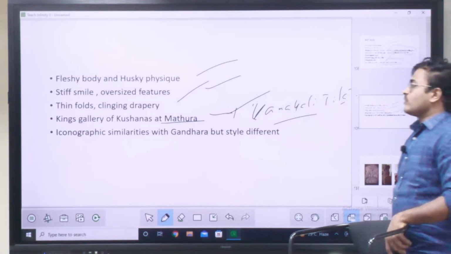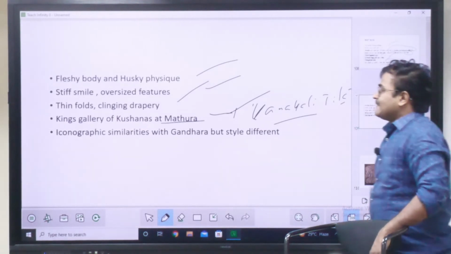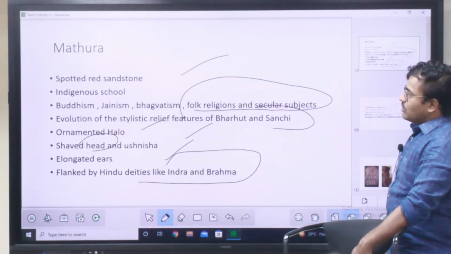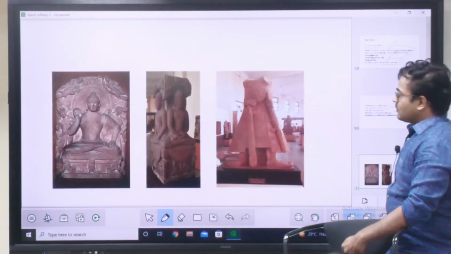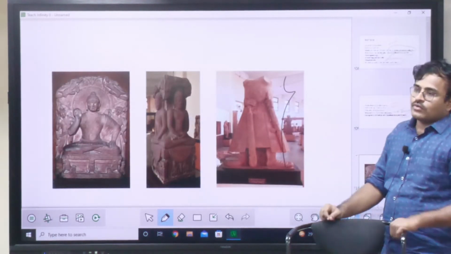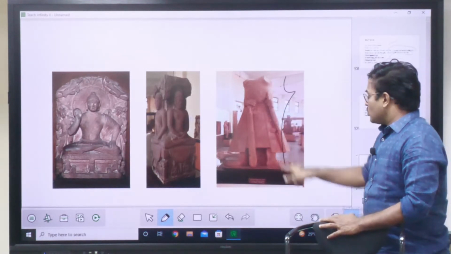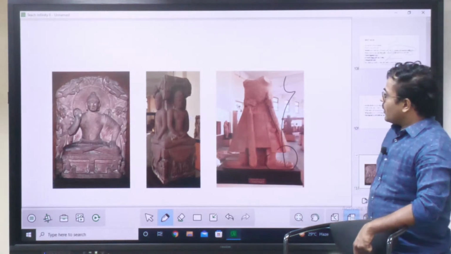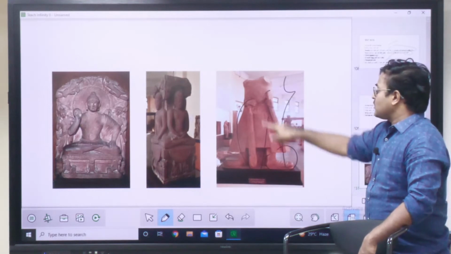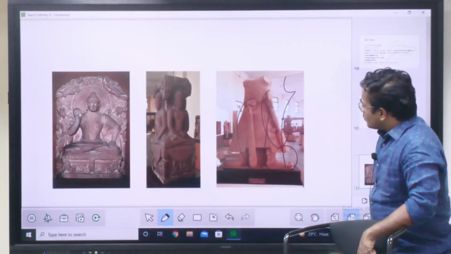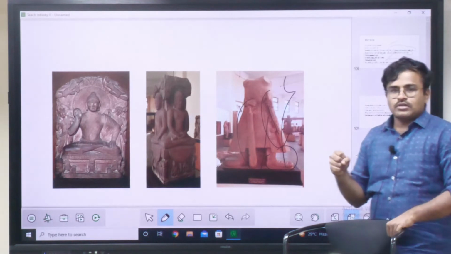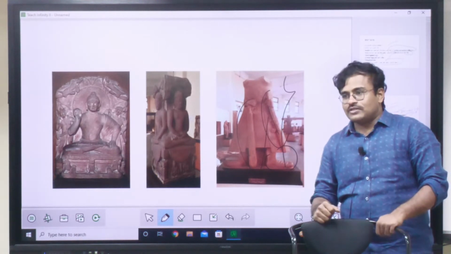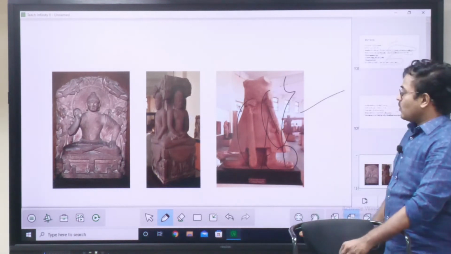Kanakali Tila, the King's Gallery of the Kushanas at Mathura. There is similarity in some ideas, but in stylistic features there is a lot of difference. This is the headless statue of Kanishka, shown wearing a long coat, boots and trousers. In one hand he holds a sword, and in the other a sceptre. Usually kings have some small emblem in their hands, which is known as a sceptre. So this is the headless statue of Kanishka.